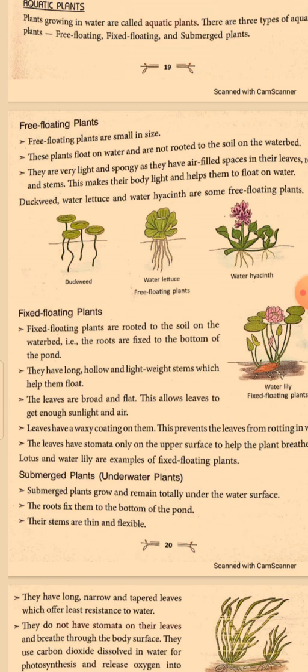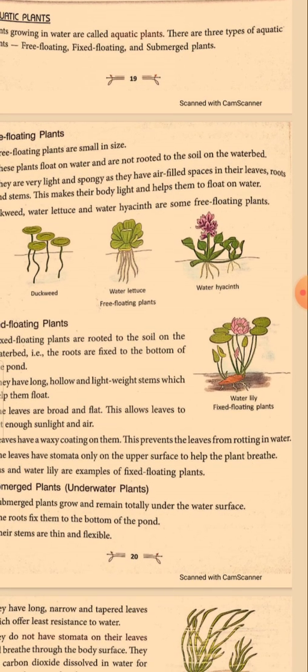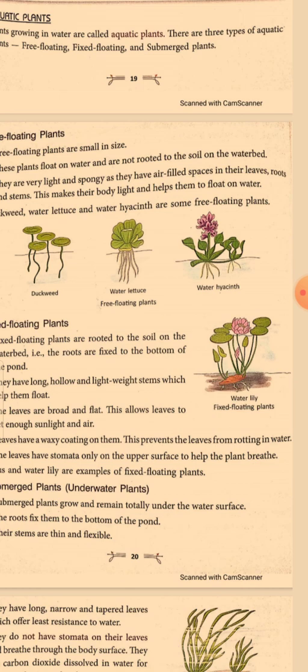And third reason, they are light and spongy. Light means light weight, and spongy means their body has some air spaces. So the space they have in the leaf, in the root as well as in the stem is air filled. That is, hollow inside and usually filled with air, and because of this nature they become spongy, and because of this they float over the surface of water. So all these things help the plant to remain floating on the surface of water.